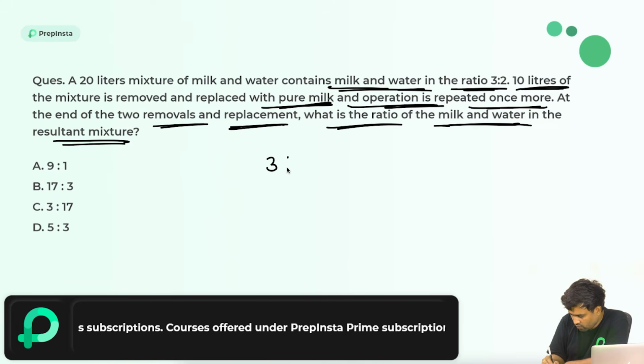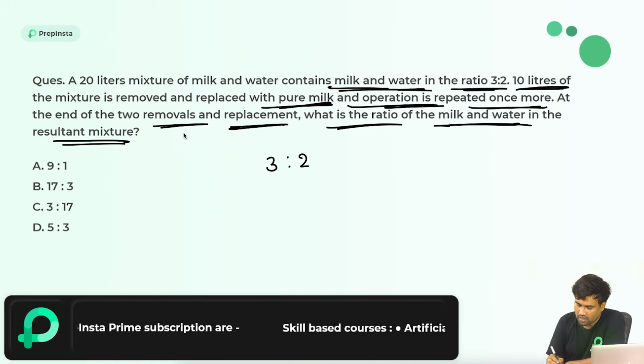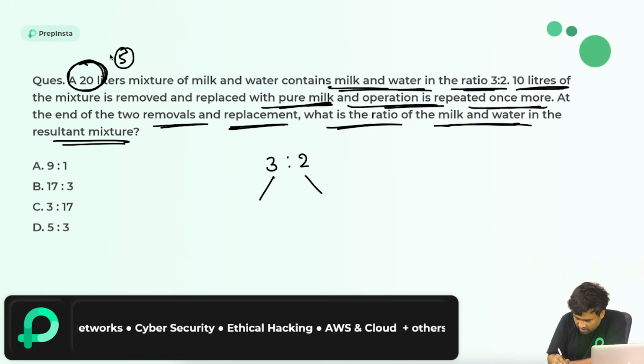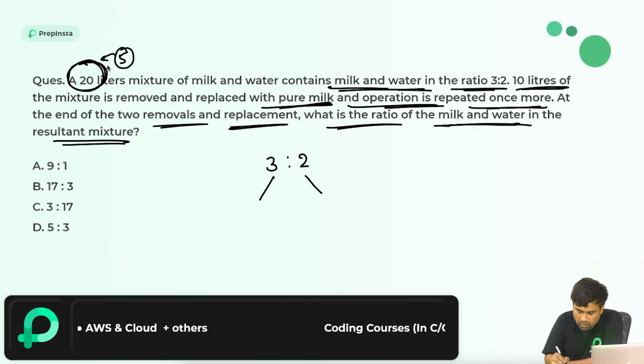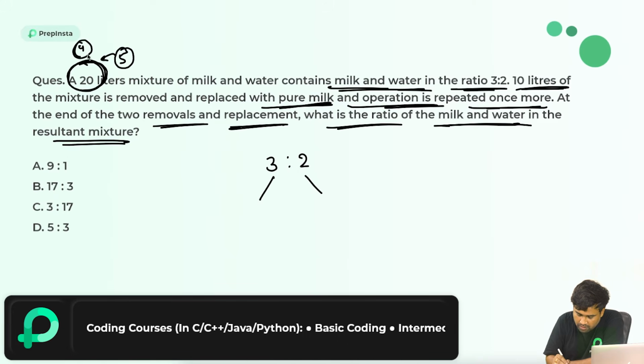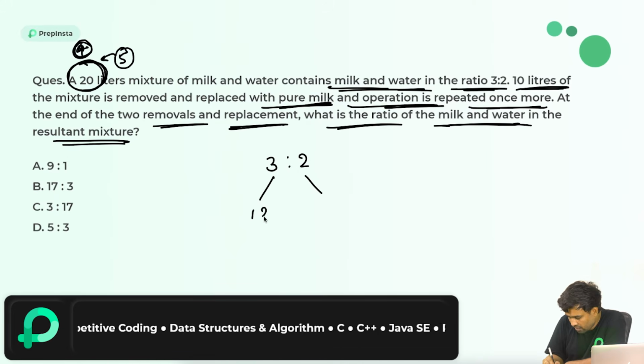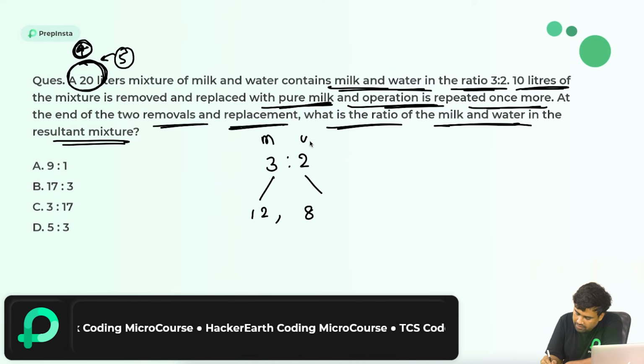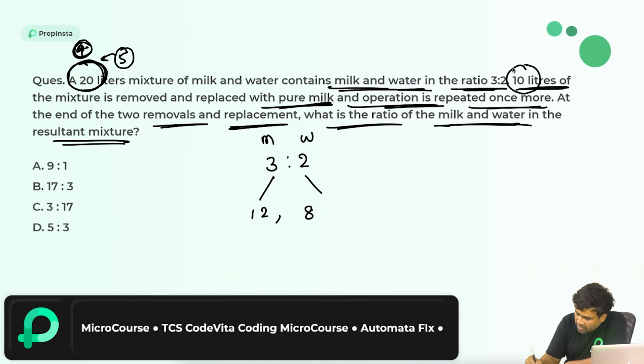Initially, the milk and water ratio is 3:2, and the total quantity is 20 liters. Means, can I say total 5 parts? You have to divide. Why? Because 3:2. So it will be 4 units per 1 unit. So 3 4s are 12 liters, comma 8 liters is the milk and water quantity. And they are removing 10 liters, right?